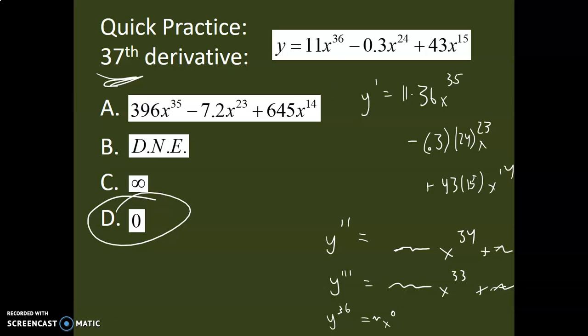So again, to find the second, third, fourth, however many derivatives you want, just keep applying the same rules over and over again. Just add an extra prime each time you do it.